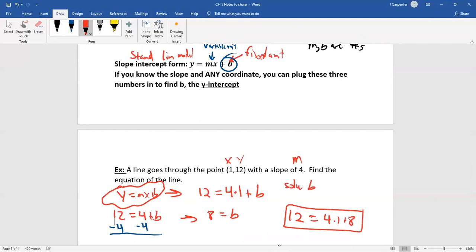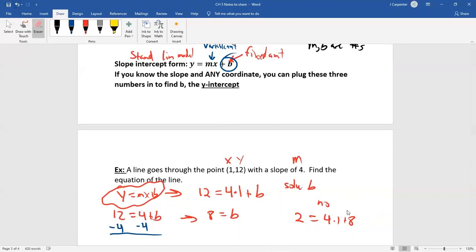Okay, sure, 4 plus 8 is 12. That's true, but this is not a model. This is not an equation. There's no variables in here. This doesn't show you any type of relationship between two things. So that's not what you're supposed to do.